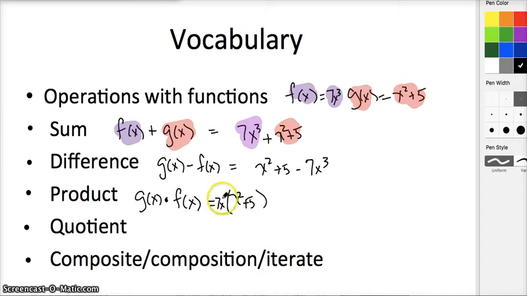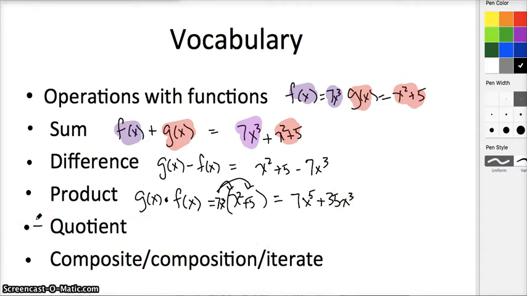And I'm going to put it like this because we know multiplication is commutative, so it doesn't matter which one you put first. This would require me to do a little distributive property. And so the product of those two functions is going to be 7x to the 5th power plus 35x cubed. All right, pretty good. Quotient.